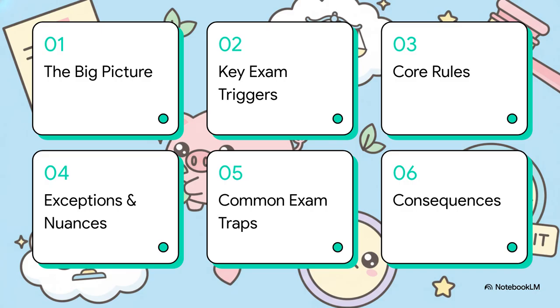We've broken it down into 6 parts. We'll start with the big picture, kind of the whole journey with the client. Then we'll get into key exam triggers, what to look for in a question. After that, we hit the core rules you've got to know cold. Then the tricky exceptions, the common exam traps they love to set. And finally, what happens when things go wrong. This is literally our roadmap to acing this chapter.